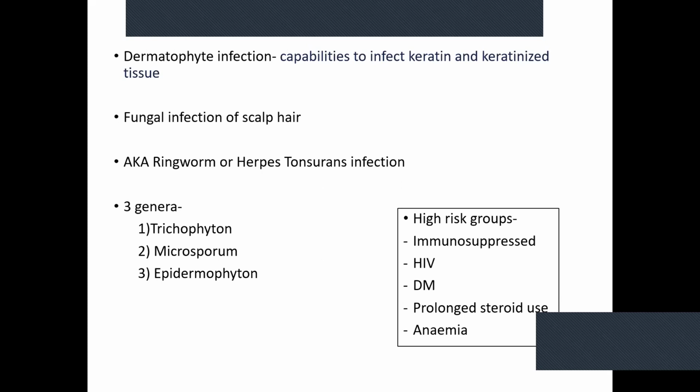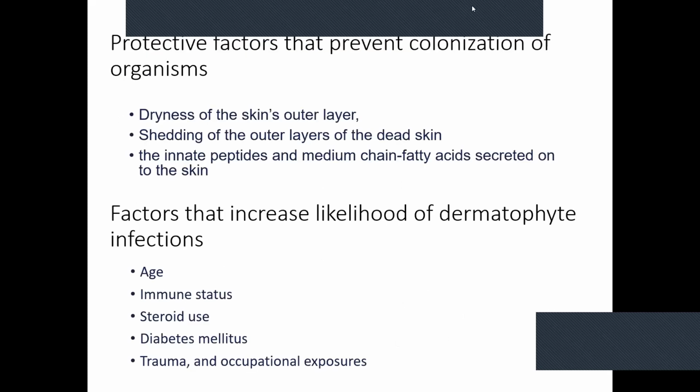There are certain protective mechanisms which prevent the colonization of such organisms: the dryness of the skin's outer layer, shedding of the outer layers of dead skin, the innate peptides, and the medium chain fatty acids secreted onto the skin. And there are certain factors that increase the likelihood of dermatophyte infection, related to age. The extremes of age are more prone to such infections. Other factors include the immune status of the child, steroid use, diabetes, trauma, and occupational exposures.